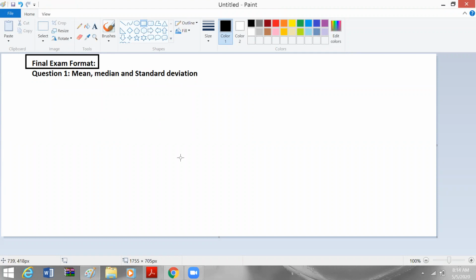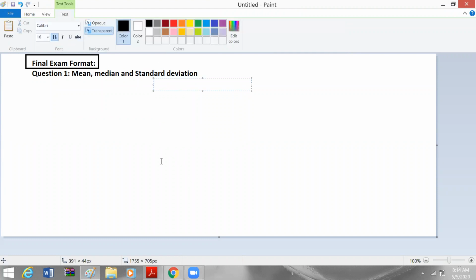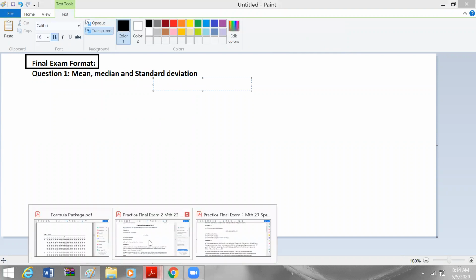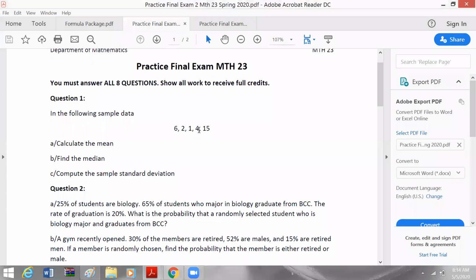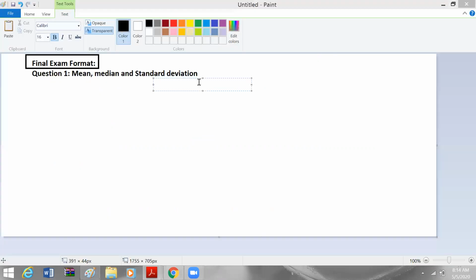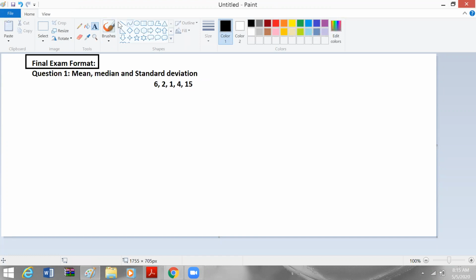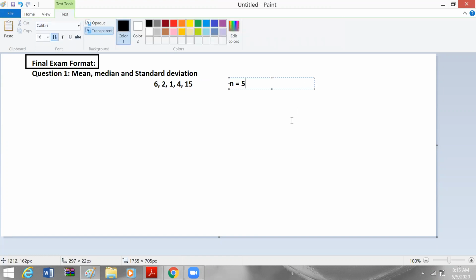So how can we compute a mean and standard deviation? The question is going to give us 5 different numbers. For the question that we have, it was 6, 2, 1, 4, and 15, right? So we're given n equal to 5. We have 5 different numbers, so we're going to put them down, n equal to 5.